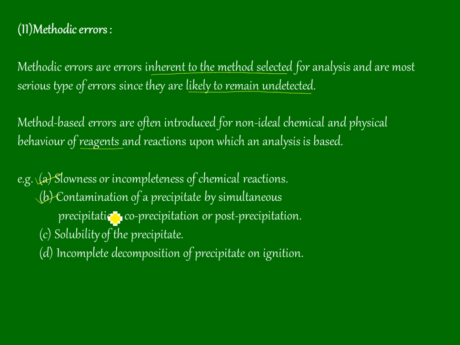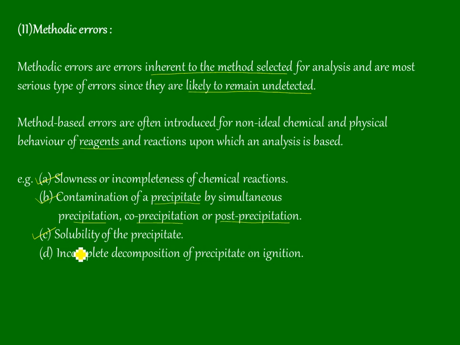Contamination of precipitate by simultaneous co-precipitation or post-precipitation. So your precipitate can be contaminated because of the simultaneous precipitation of impurities, or co-precipitation of the impurities, or post-precipitation of the impurities. That is also a serious thing which has to be avoided.